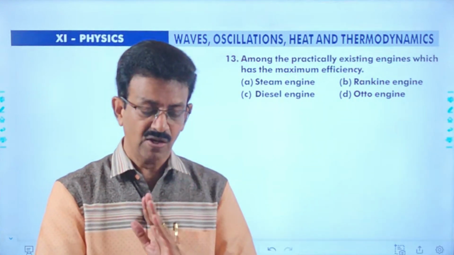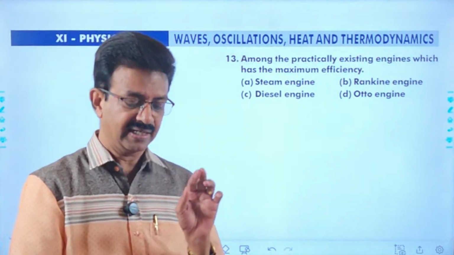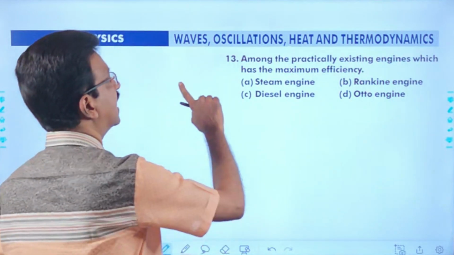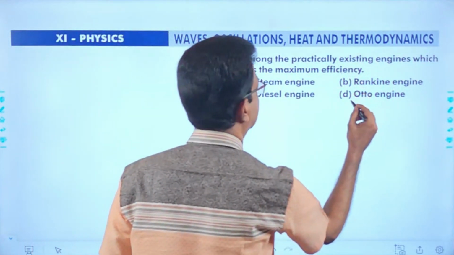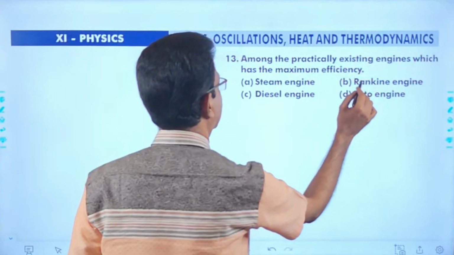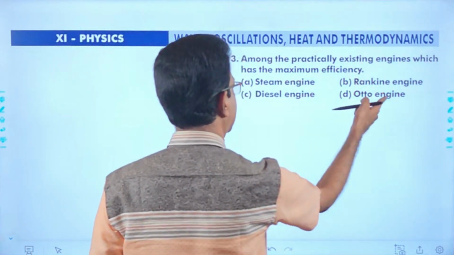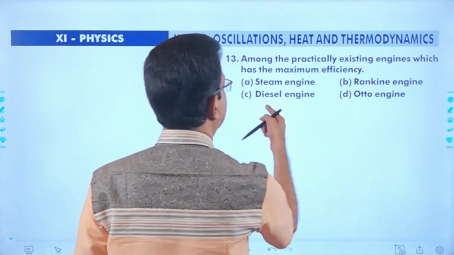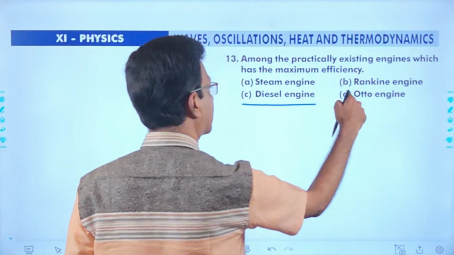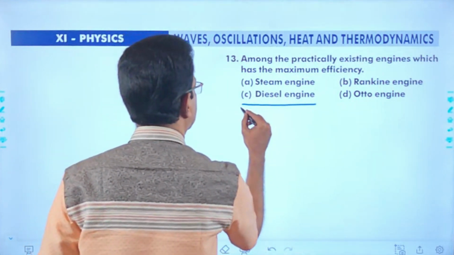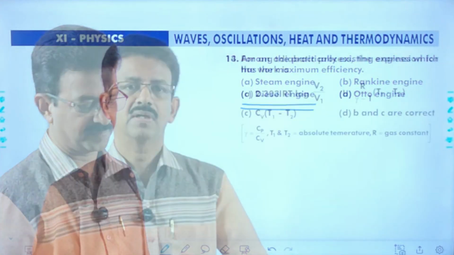Then Otto engine, it is another term of petrol engine. Petrol engine follows Otto cycle. It has the maximum efficiency up to 52%. Here, therefore, among the practically existing engines, which has the maximum efficiency? Steam engine, Rankine engine, another term of steam engine. Then diesel engine has the maximum efficiency. Otto engine means petrol engine. Petrol engine follows Otto cycle. Therefore, the correct choice to this question is C. Diesel engine is the answer. Question number 14.